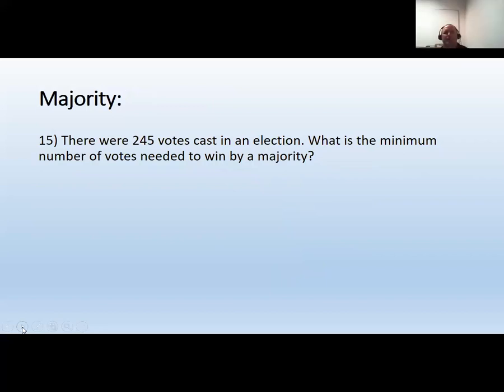All right, let me let you try this one on your own. Let's see if you guys can determine the answer to this problem. This says there were 245 votes cast in an election. What is the minimum number of votes needed to win by a majority? So on this one, you need to determine how many votes the candidate would need to win by a majority. Let me give you about a minute on this problem, and then we'll go over it together.